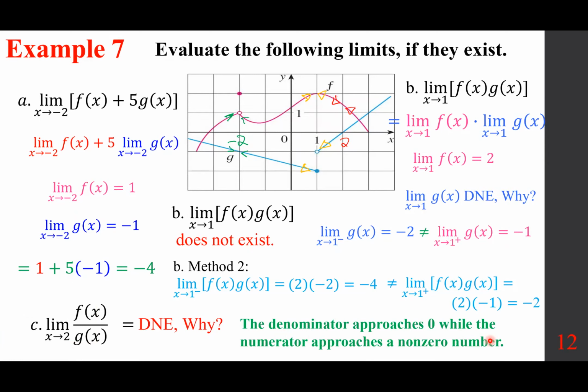So in essence, you could write the following. So this is becoming the limit of the top as x approaches 2 over the limit of the bottom as x approaches 2. The numerator is close to 1.5 and the denominator is 0. That's why they say it doesn't exist.